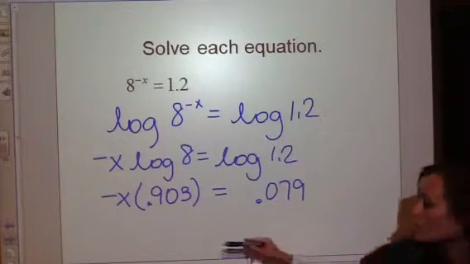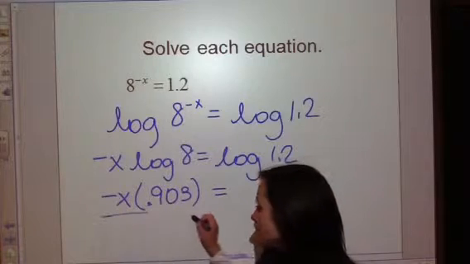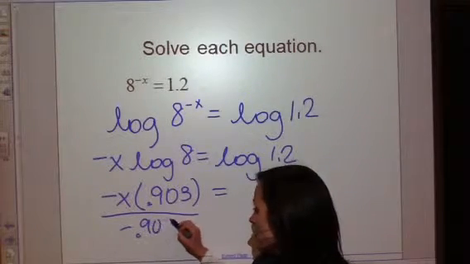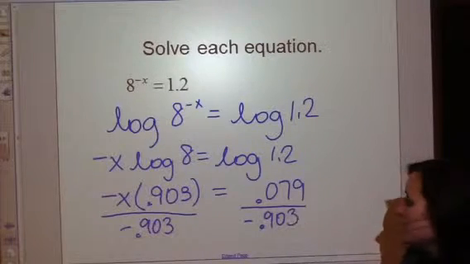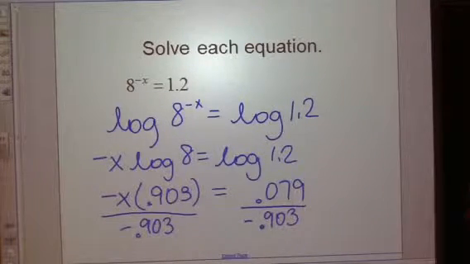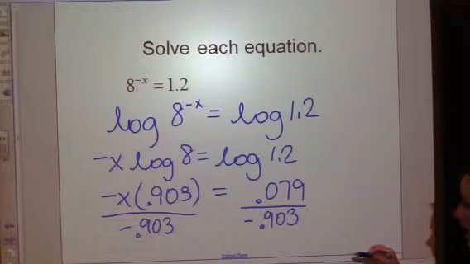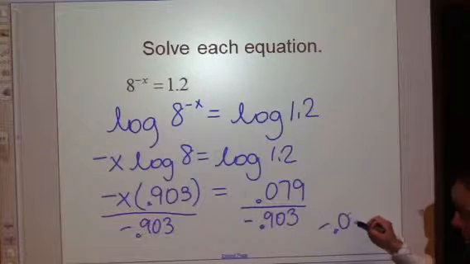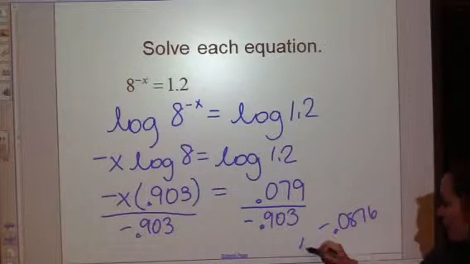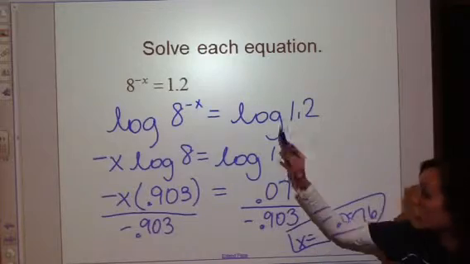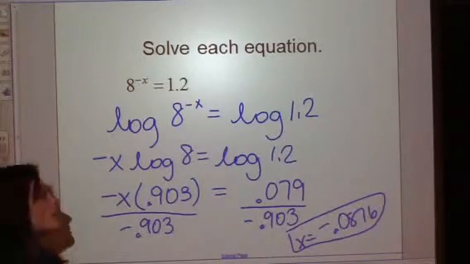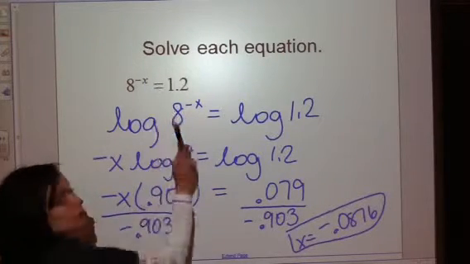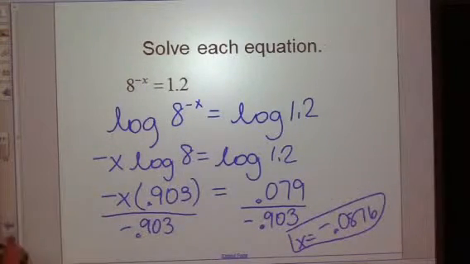So, to solve for x, I can divide by negative 0.903 and divide by negative 0.903. So, I take 0.079 divided by negative 0.903 and I get negative 0.0876, and that is what x equals. Since we didn't have log at the beginning, we need to check to make sure our answer is right. But it doesn't matter if your exponent's negative, so it's okay.